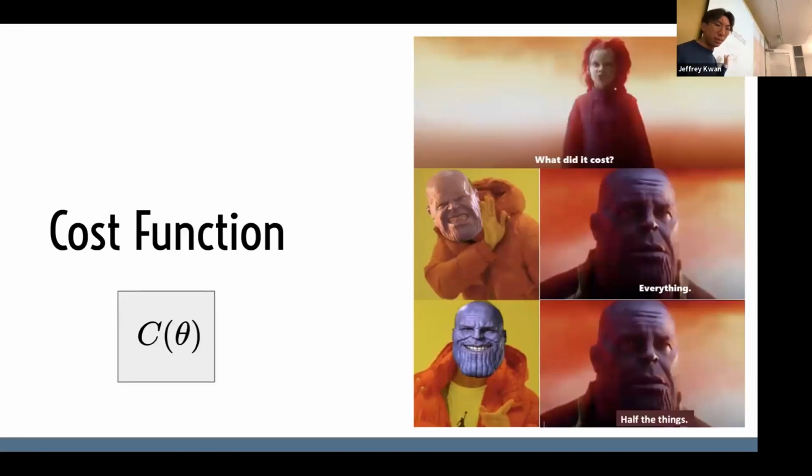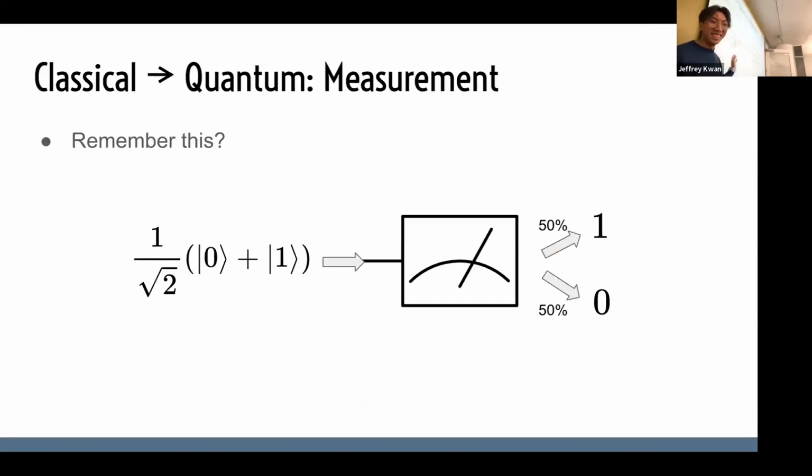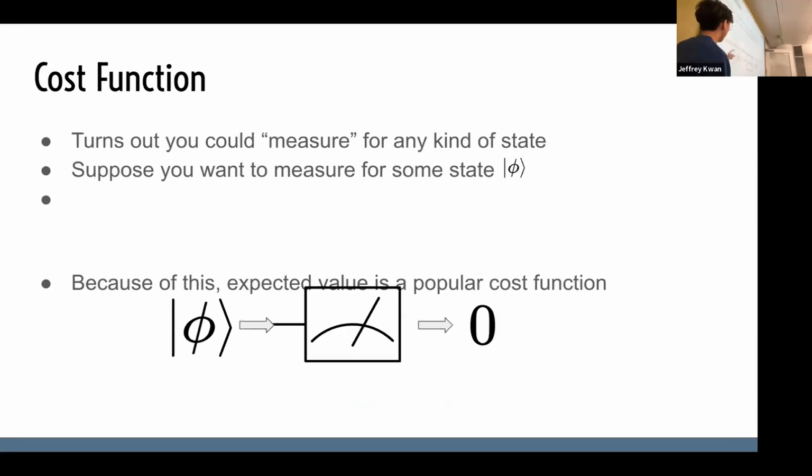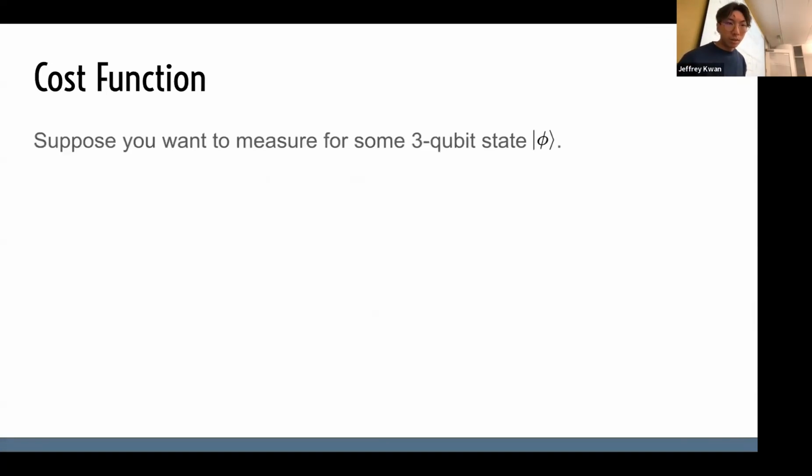So here's the cost function. So remember this measurement thing I talked about earlier, right? Sometimes you're going to measure 0, sometimes you're going to measure 1. Turns out that you can actually measure for basically any type of state, right? You're like, okay, if I want to see the state, I don't know, 0.5, 0.5, then my measurement will always output that state if I wanted to.